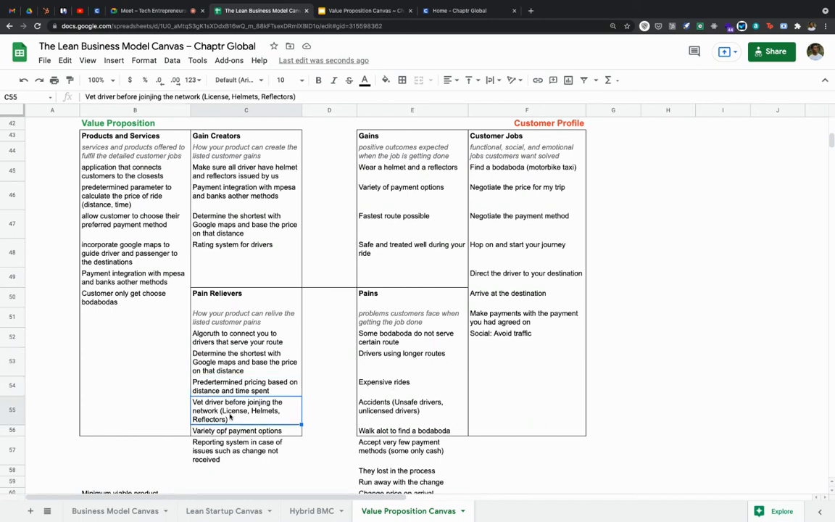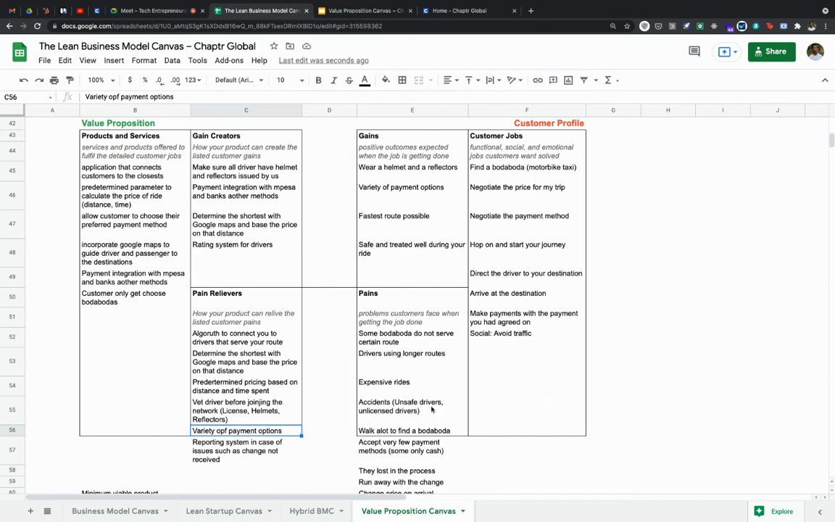Cool. Probably safety is very, very important as well because of accidents. So I'd also want to make sure I'm vetting my drivers before I bring them in. And for payment options, I wouldn't say payment option is a key thing for your MVP. Let's say you start your MVP with one payment option and you keep increasing them over different iterations.